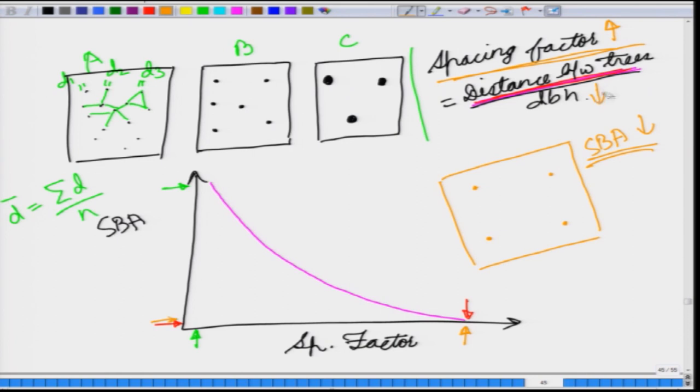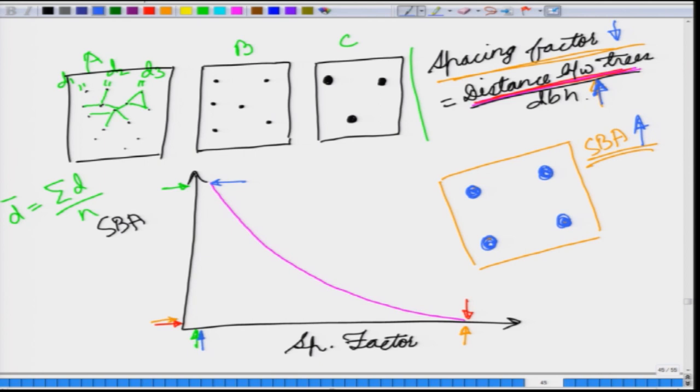On the other hand, if these trees are of a larger diameter, so you have a greater DBH, let us use another color. So, you have a larger amount of DBH with the same distance. Essentially, in place of these small trees, now you have large-size, fatty trees. In this case the DBH is more, which means that the spacing factor is less, but the stand basal area is more. So, this is what you are seeing: the spacing factor is less, but the stand basal area is more. This is the kind of relationship that we see.